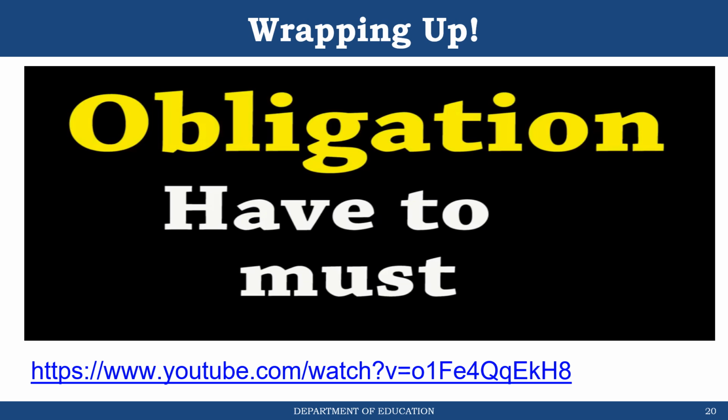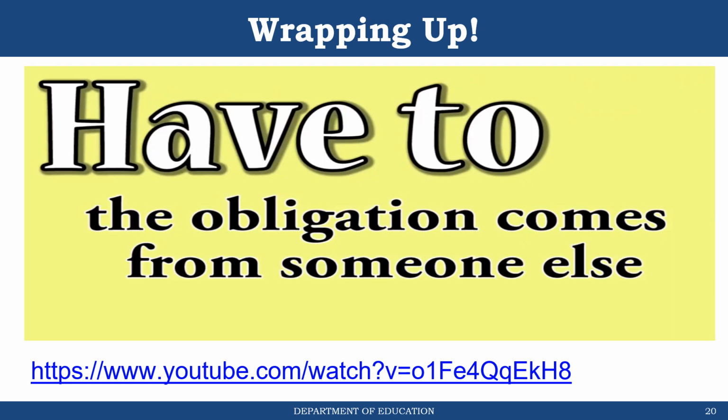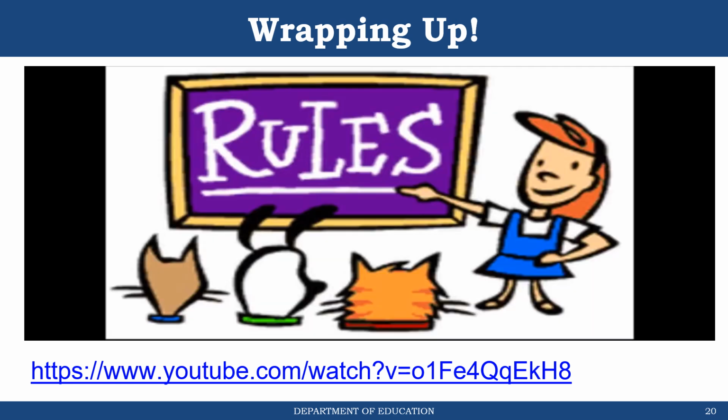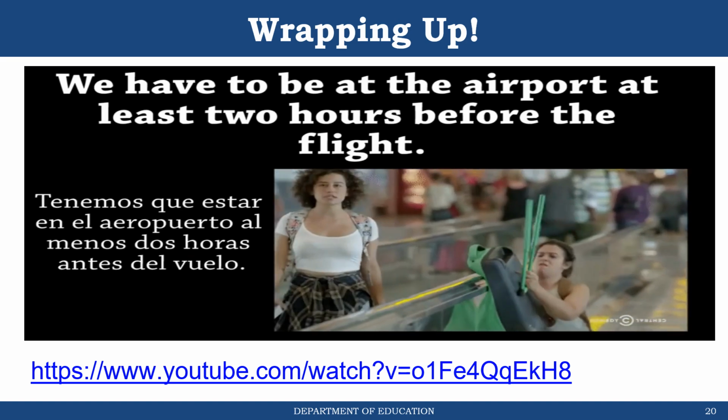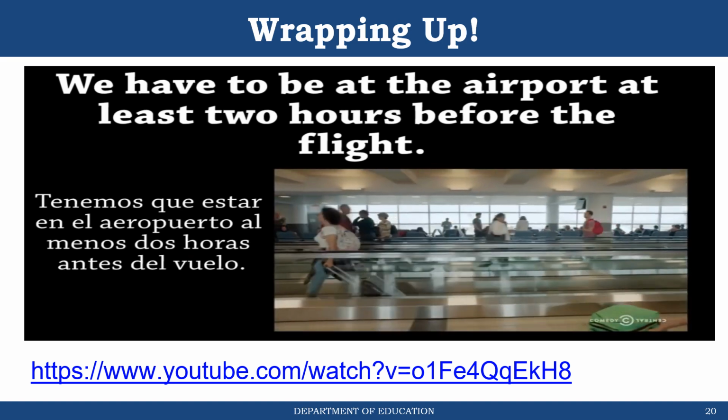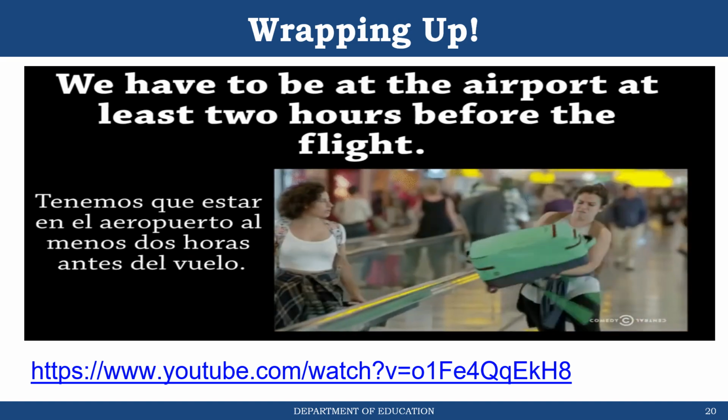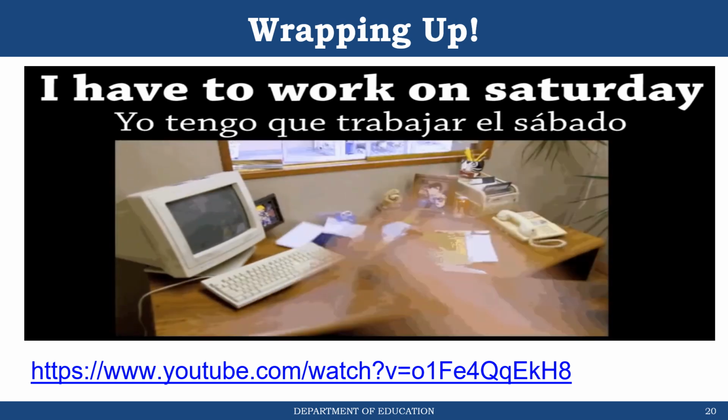When we talk about obligation, we use have to and must. Have to shows that the obligation comes from someone else, but not the speaker, like a rule or a law. We have to be at the airport at least 2 hours before the flight. I have to work on Saturday.